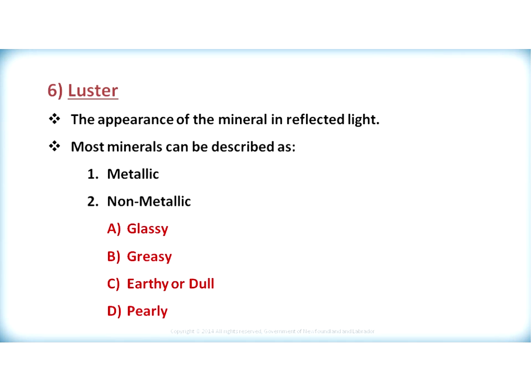Another mineral property that can be used when identifying minerals is luster. Luster is the appearance of the mineral in reflected light. Most minerals can be described as having a metallic luster or a non-metallic luster. If it has a metallic luster, the surface reflects light as if it was a metal, whereas non-metallic lusters do not look like metals, but they can have a variety of different lusters, such as glassy, greasy, earthy or dull, and pearly.